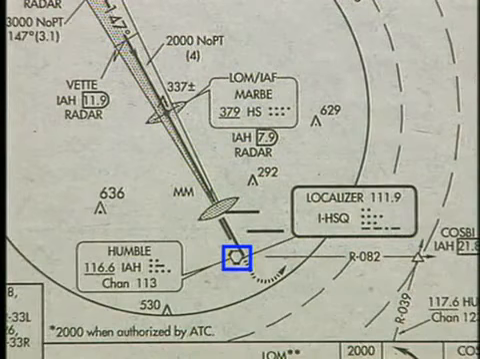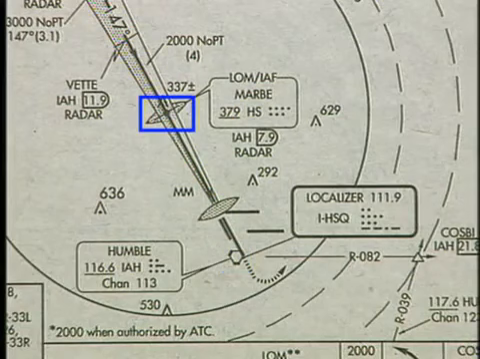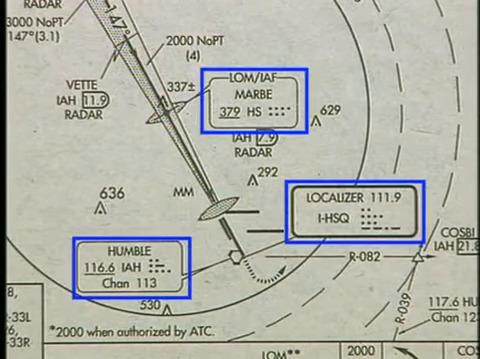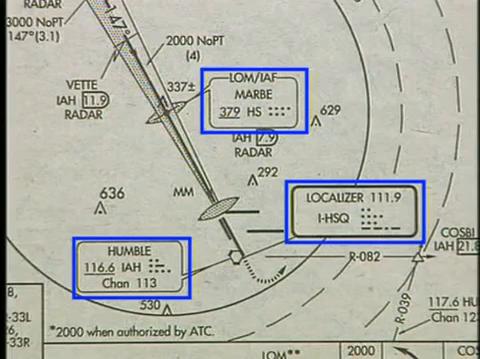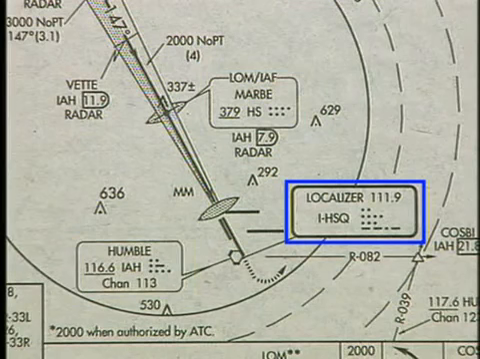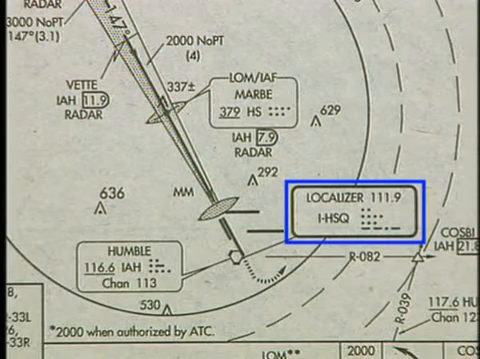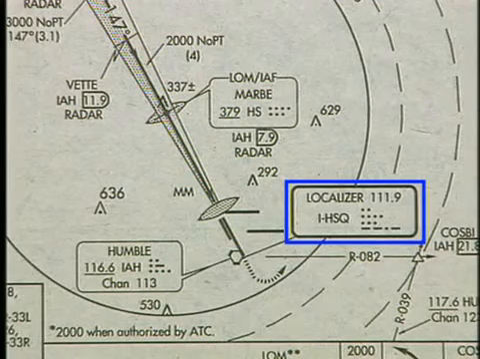Navigation aids are depicted on the plan view along with approach markers, such as the Locator Outer Marker or the Middle Marker. Information boxes are provided for all nav aids shown on the approach. The primary nav aid used for the approach is enclosed in a box with bold black lines. Here, the primary nav aid is the localizer. The frequency is 111.9 and its identifier is IHSQ.